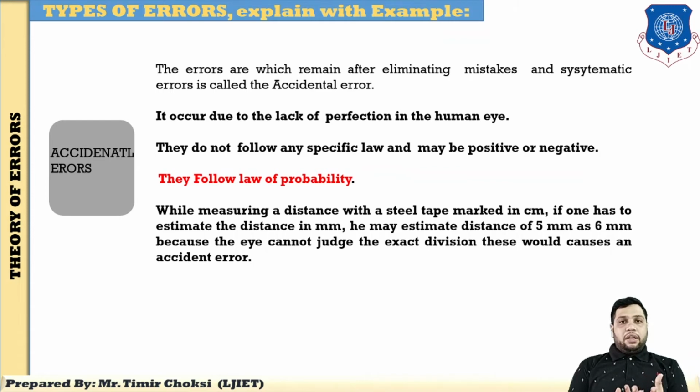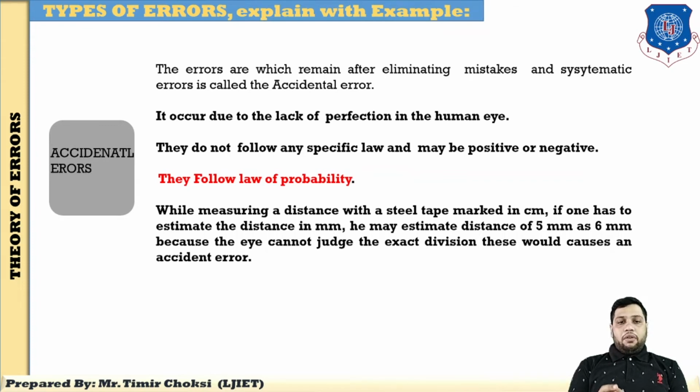When an observer finds a quantity in a field measurement, then eliminates the gross or mistake error and the systematic error, some error still remains in the quantity. This type of error is called the accidental error. So the errors which remain after eliminating mistakes and systematic error are called accidental error. It occurs due to the lack of perfection in the human eye. They do not follow any specific law, and may be positive or negative.